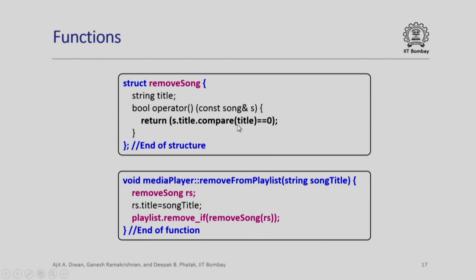S dot title dot compare title. It will compare the given title with all titles in the list, and if anyone matches, that means it is 0, it will return that. If nothing matches, it will return false. Now, if this returns true, that means there is a particular object that will be removed from the list. So, this simple implementation shows you the power of STL, that once you give a parameter, it will be compared with all titles of the playlist, howsoever big that playlist is.